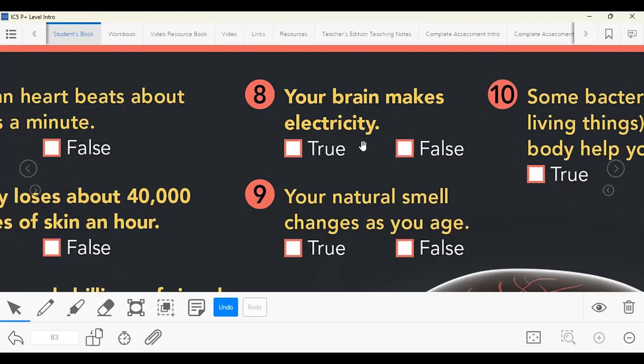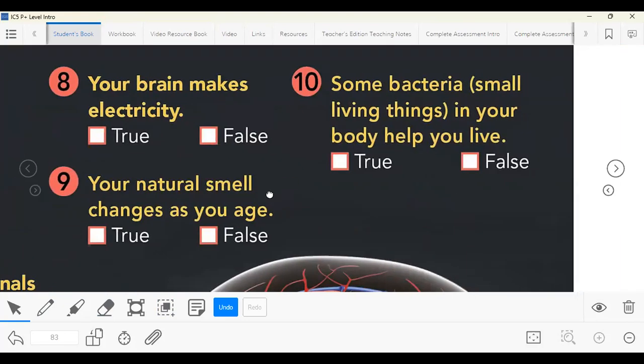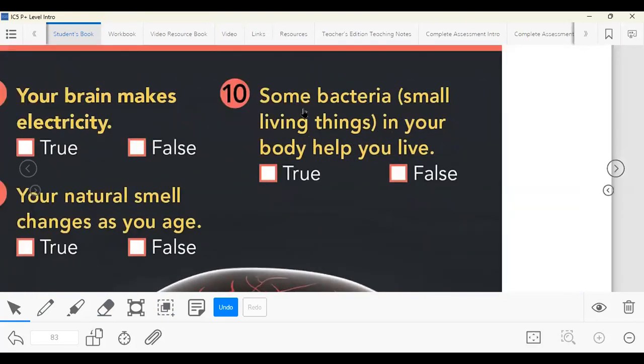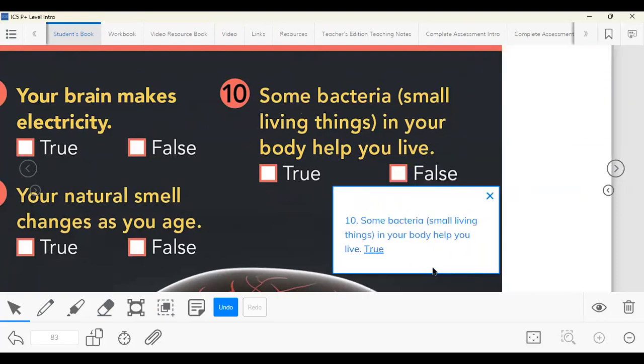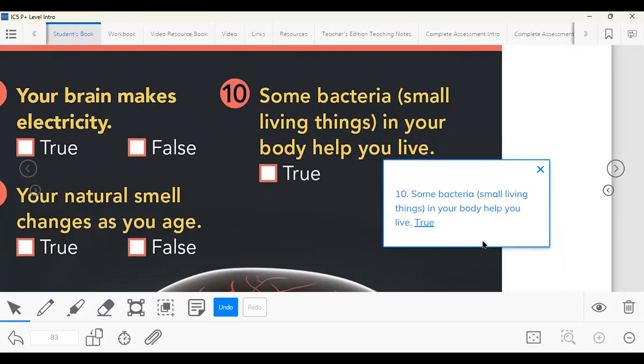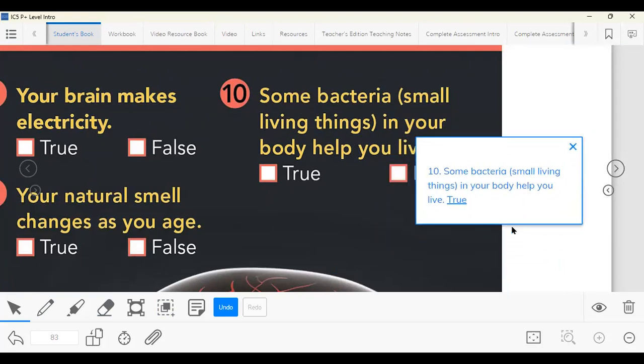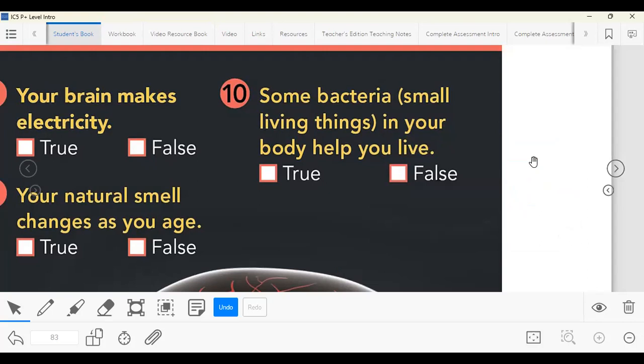Okay, and the last one. Some bacteria, small living things, in your body help you live. Easy. True. Yes, I think it's true. Definitely, right? We need bacteria because some are helpful, right? There are some bacteria that are good. Even some parasites are good in our body.